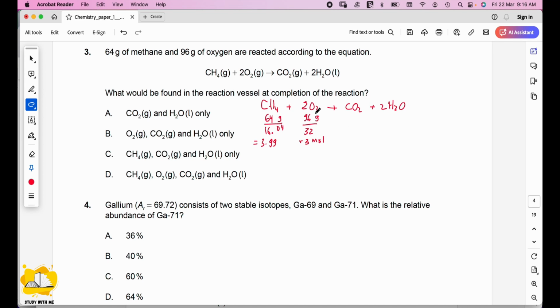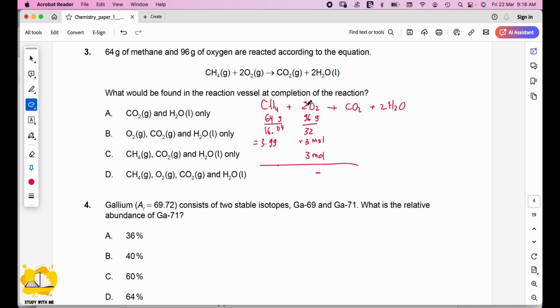Be careful with this, because 3 mole is for 2 oxygen molecules, but 3.99 would be for 1 molecule of methane. Therefore, oxygen will be used up first, acting as the limiting reactant, because for 1 mole of oxygen actually it is 1.5 mole. Therefore, this will react as the limiting reactant.